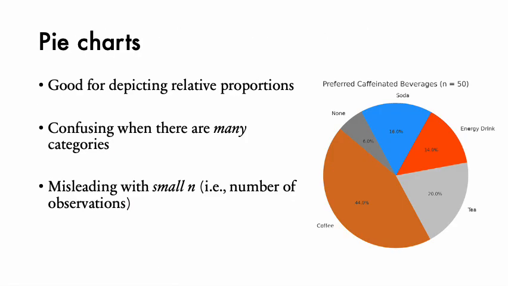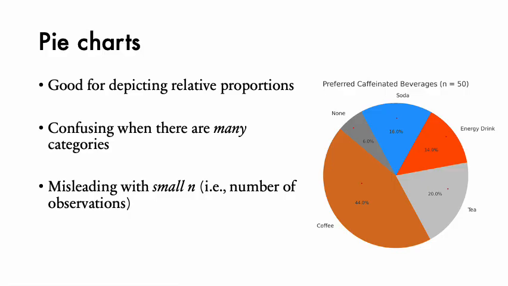The next method of visualization for categorical data is a pie chart. Pie charts are really nice for looking at relative proportions, or proportions relative to the whole. So you can see that in this pie chart is exactly the same data that we had last time. We've got 44% of people drinking coffee, 14% drinking energy drinks, 20% drinking tea, 16% drinking soda, 6% drinking no caffeinated beverage in the morning.